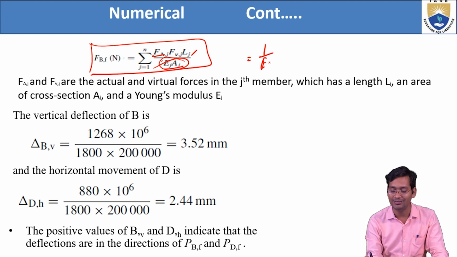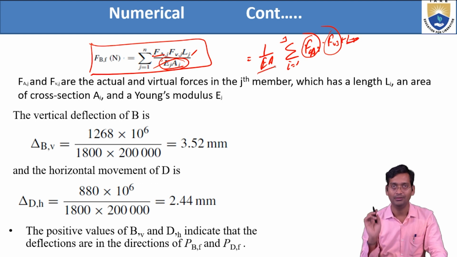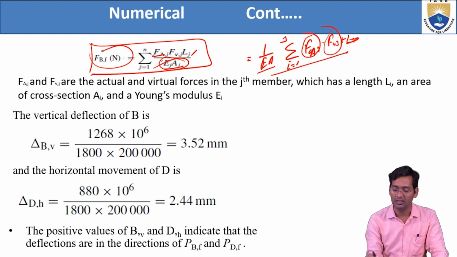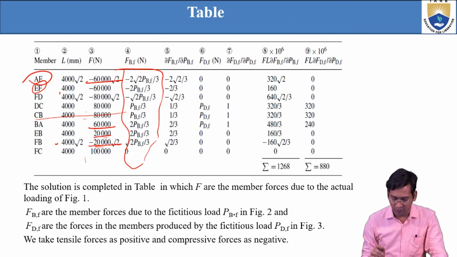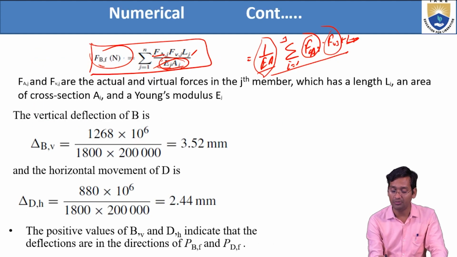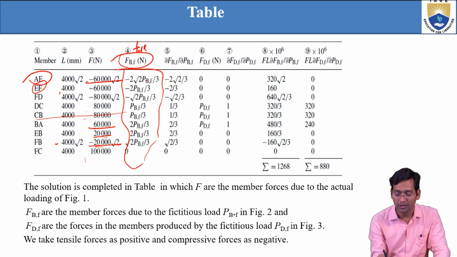So here this will be 1 by EA, sigma J equals 1 to J, F actual J into F virtual J into LJ. Means what? Actual force acting in that member, then virtual force acting in that member, into length of that member, divided by EA. Right? Like that you have to find. So once you have the FE, just see this EA is not required right now. That we can later take common and directly put here. So simply this FBF, from here we can find FBF in terms of EA. By using this formula, and here you can say the 1 by EA into these values will come.